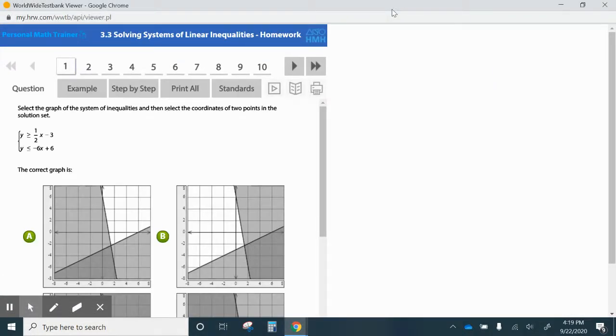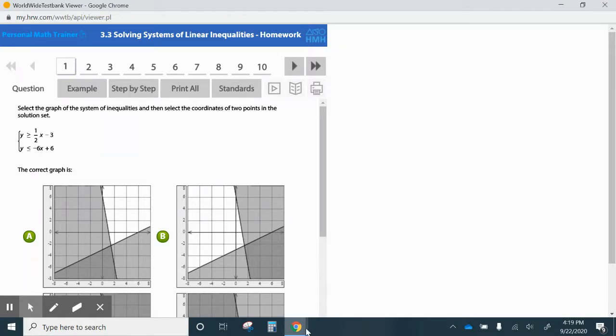Alright, so number 1: select the graph of the system of inequalities and select the coordinates of two points in the solution set. I'm going to first write down the system, and then go to Desmos to graph it. I recommend doing the same thing. Hopefully you have those written down.